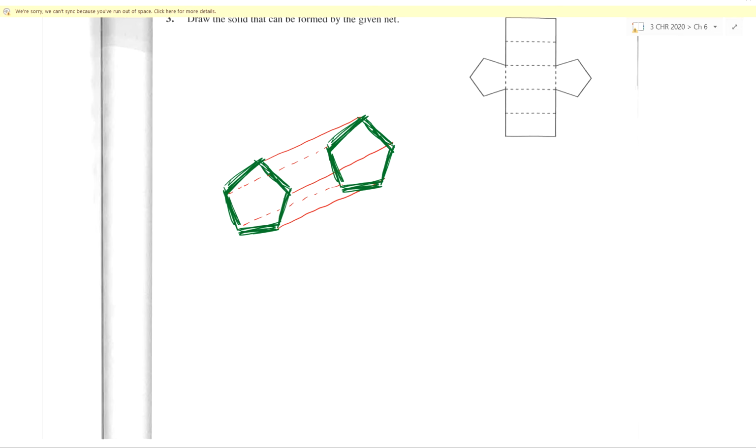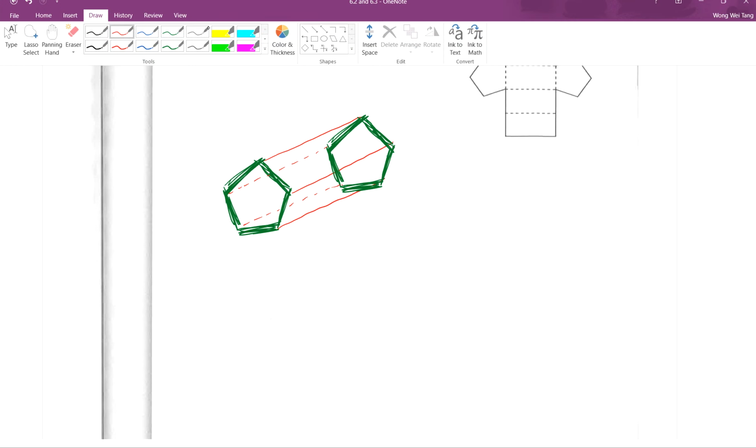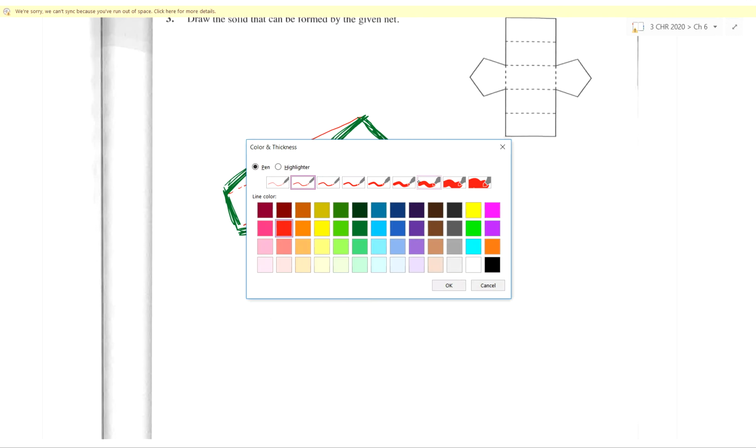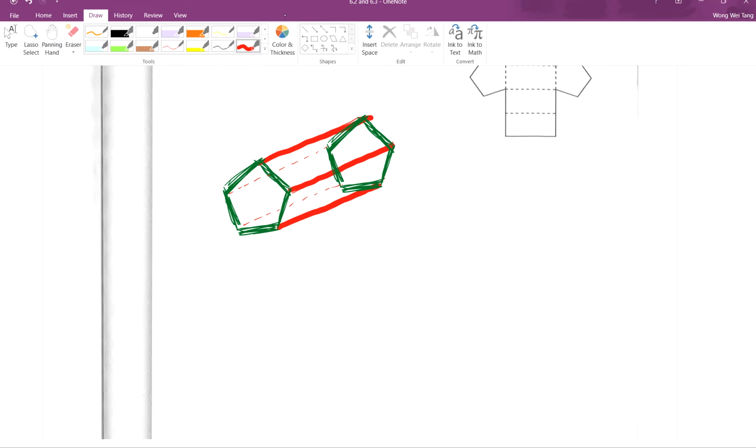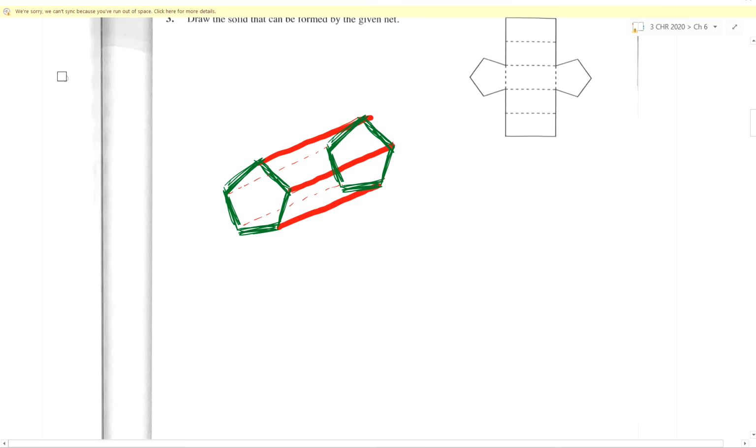So all our prisms can be drawn this way. We duplicate, we copy and paste, then we use parallel lines to join them up. Okay, so this is what we have. Then I can, some parts are not seen, right? They are hidden at the back actually, so we can dot these.